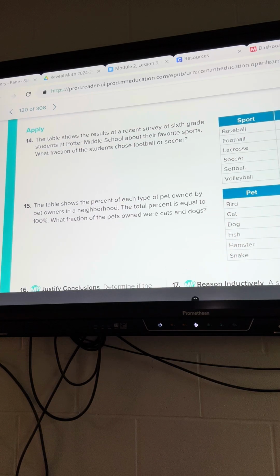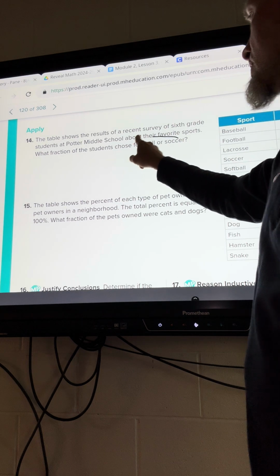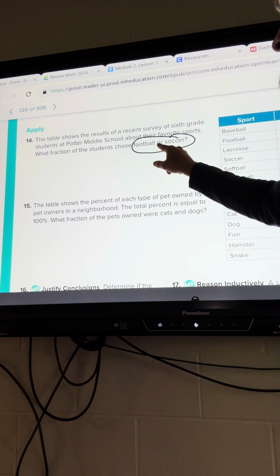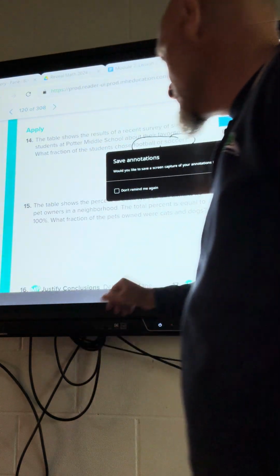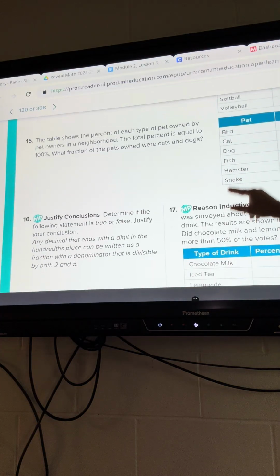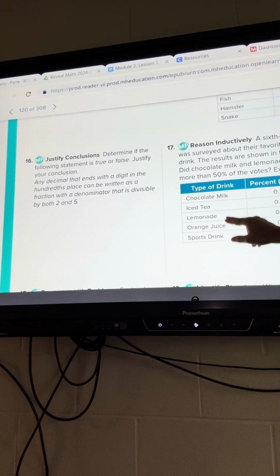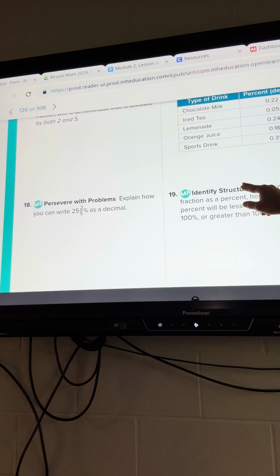Okay. Number 14, the table shows the results of a recent survey of 6th grade students at Potter Middle School about their favorite sports. What fraction of the students chose football or soccer? Football or soccer. So that really means football, both of them, right? Okay, so you're going to come up with a total for that. Your denominator will be the total number of students. All right. And that's probably about it. I think the rest of these, you could probably figure out on your own.